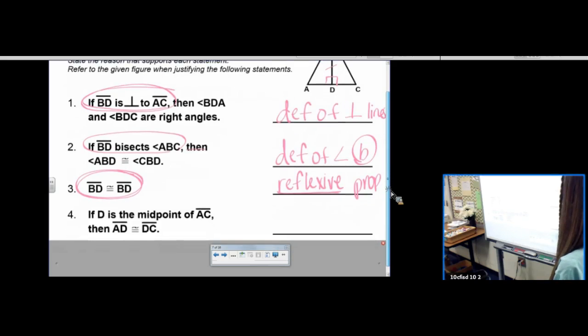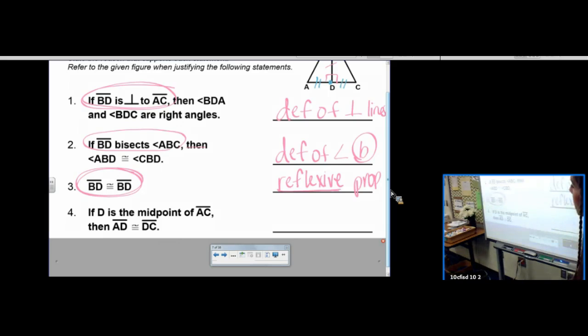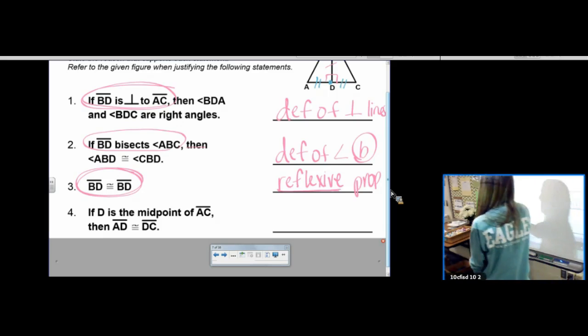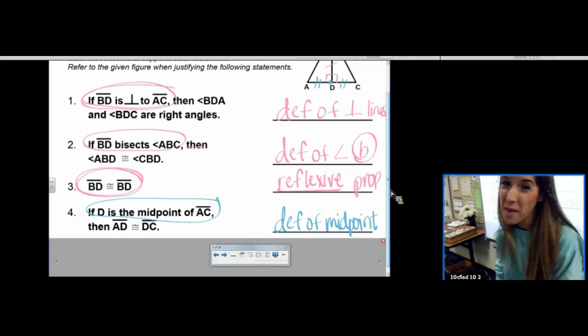Okay, last one on this slide. If D is the midpoint of AC, then AD is congruent to DC. And like I said, guys, almost every time the answer is in the hypothesis. This is the definition of midpoint.